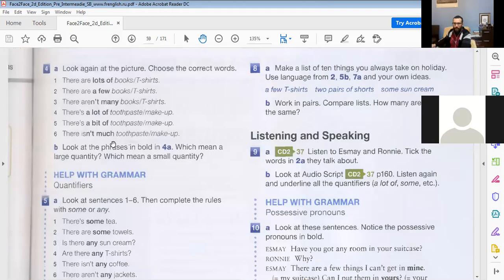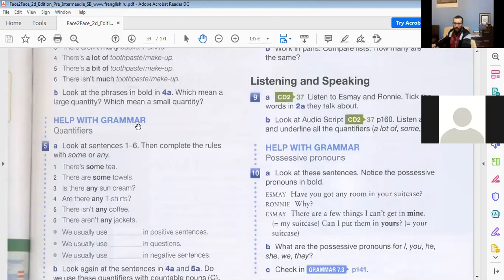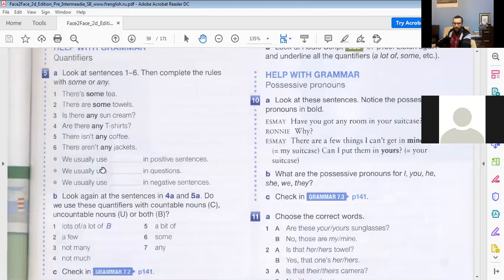And after that, we started talking about quantifiers. We discussed the difference between lots of, many, much. And if you want to talk about small quantity, we also have a few, not many, a bit. So we talked about them. And we agreed that some is used in positive sentences and any is used in questions and also in negative sentences. So we talked about that.